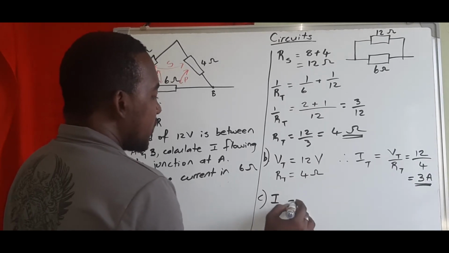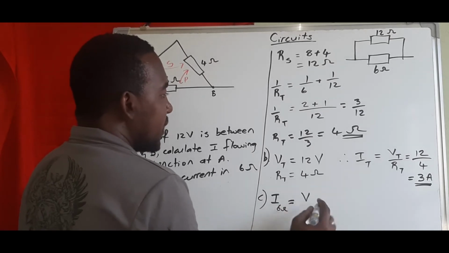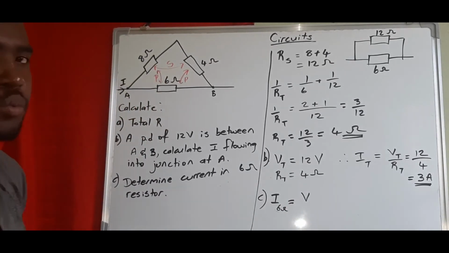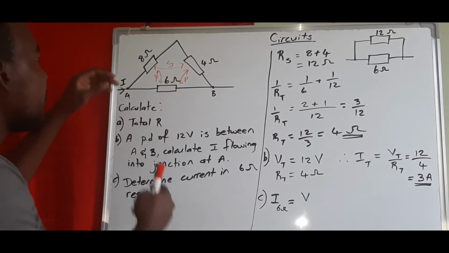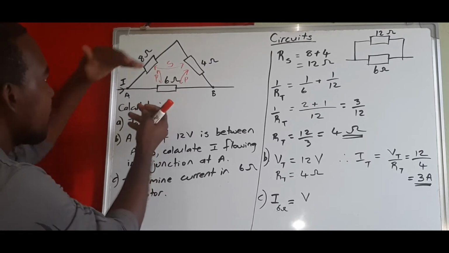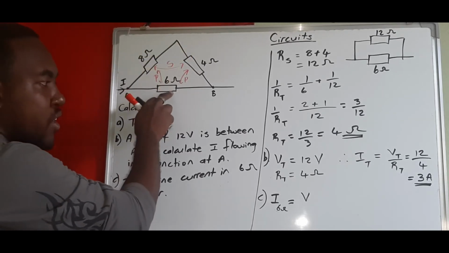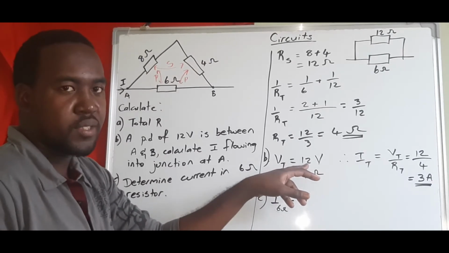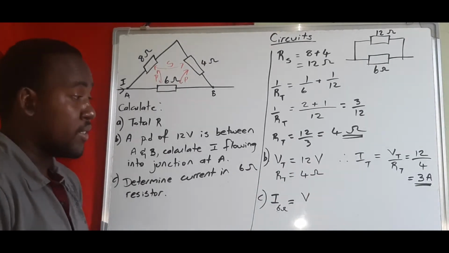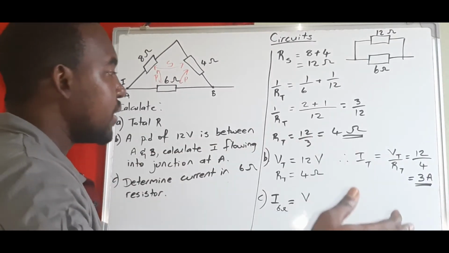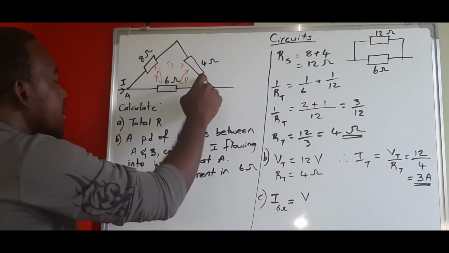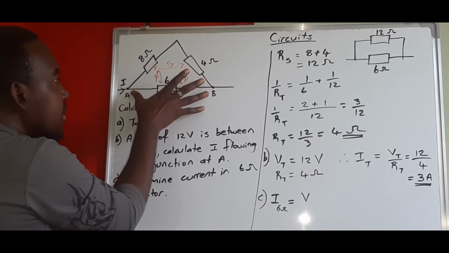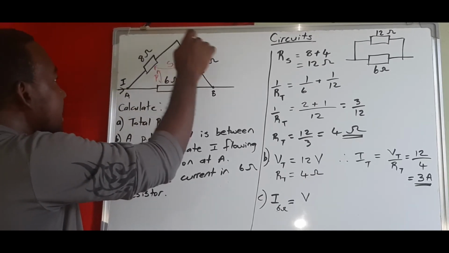So the I through the 6 ohm, which is your V over R. And what V do you think you use here? Remember these are in parallel, so because this is in parallel to this, the voltage that is here is equal to the voltage that's here, which is equal to your total voltage, right? The total voltage in your parallel circuit is the same throughout for each branch. So this is one branch and this is another branch, so the voltage across the 6 is the same 12 as the voltage between 8 and 4.